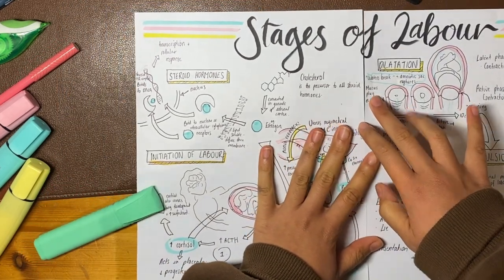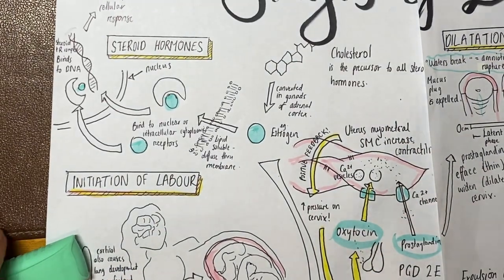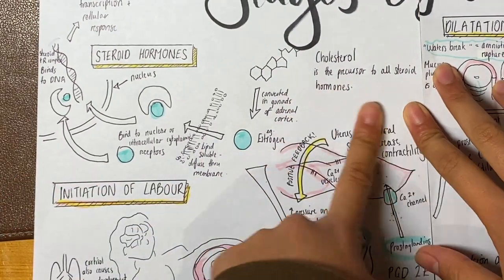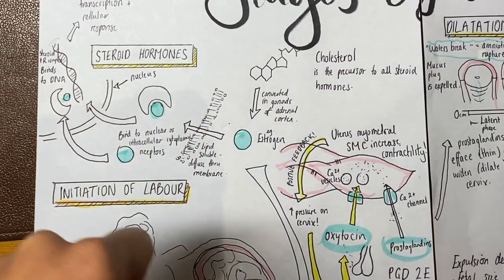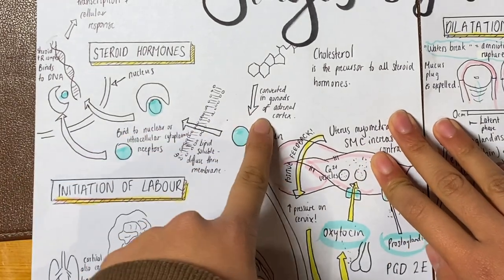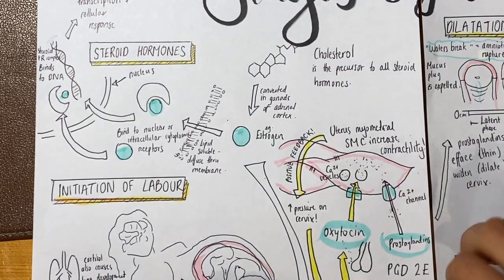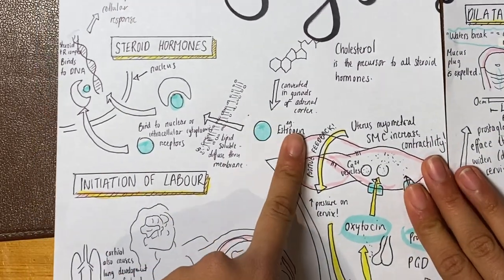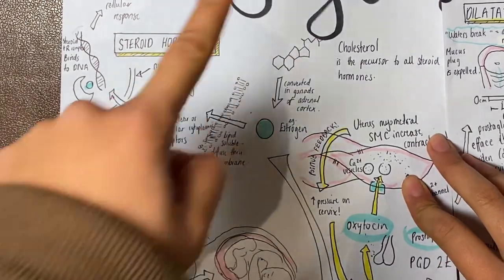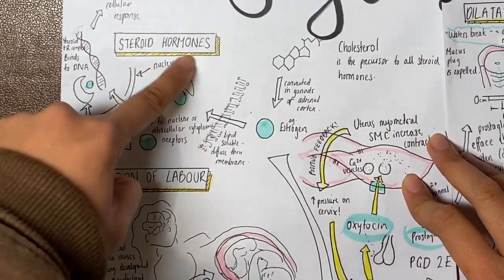Okay, so starting off with steroid hormones. Just going to zoom in a little bit here. Okay, so just a note, cholesterol is the precursor to all steroid hormones. It is converted in either the gonads or in the adrenal cortex to steroid hormones, for example, estrogen. And these steroids are all lipid soluble, which means that they can diffuse through a cell membrane and bind to either nuclear or intracellular cytoplasmic receptors.